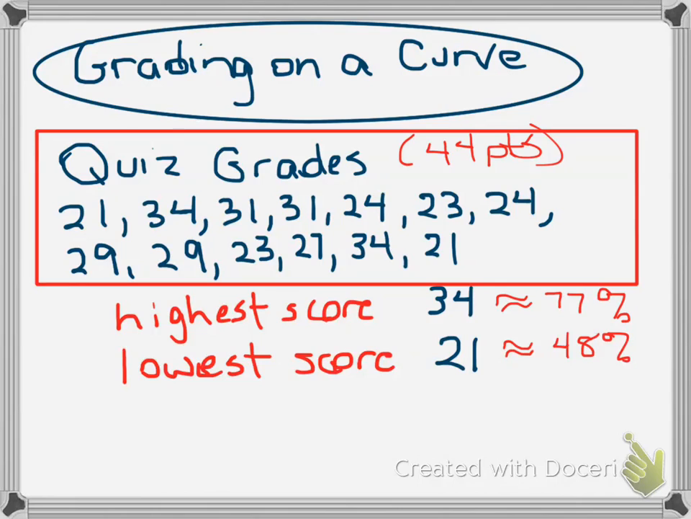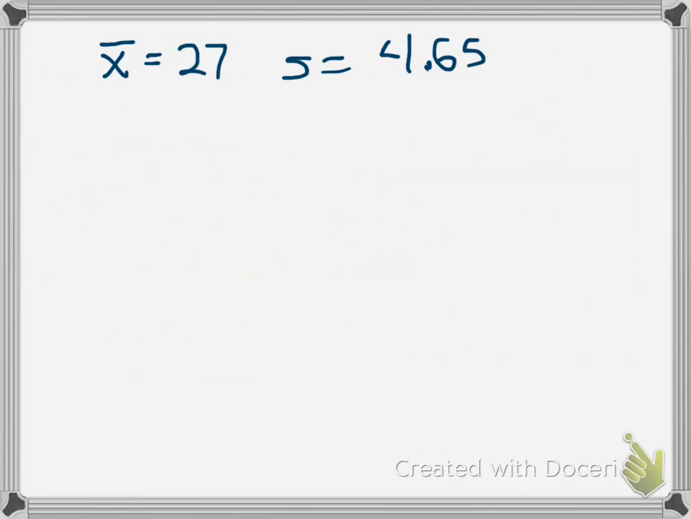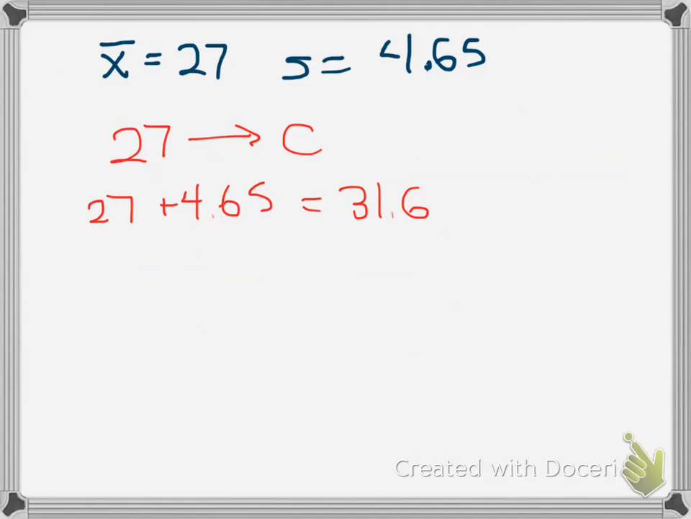So, if we actually grade on a curve, it might be helpful to us to use our data and use the mean and the standard deviation to figure out what grade we should receive. So our mean on the quiz was 27 with a standard deviation of 4.65. So what we know is that a 27 will be a C, because that's at our mean. And then if we add one standard deviation to 27, we have 27 plus 4.65, which takes us to 31.65. So that becomes a B.